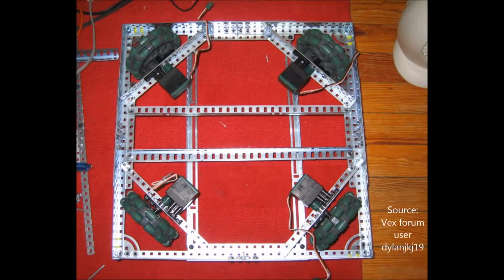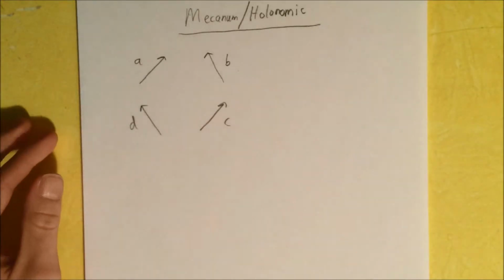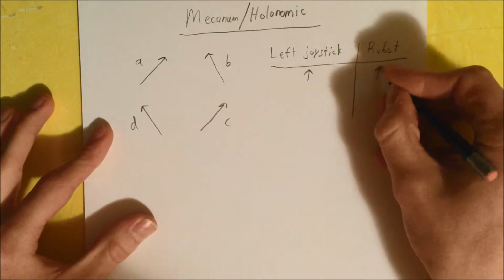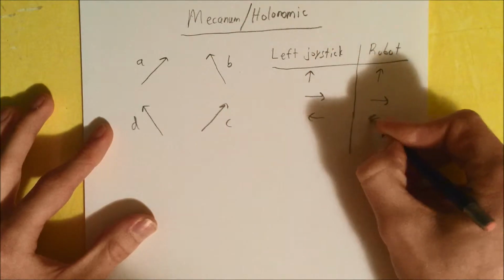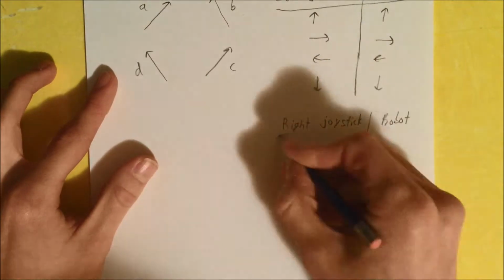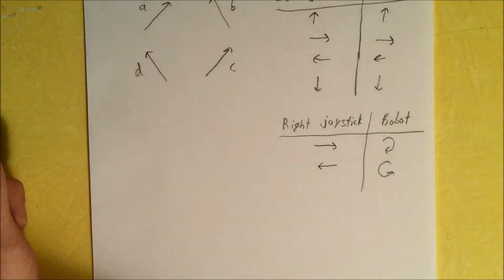Now let's apply this technique to a more complicated holonomic drive. In a holonomic drive, each motor, let's call them A, B, C, and D, pushes the robot in the direction shown. Now a holonomic drive, or a mecanum drive, since the two are essentially equivalent, can move in all directions and turn. So we probably want one joystick to control the movement and the other to control the turning.